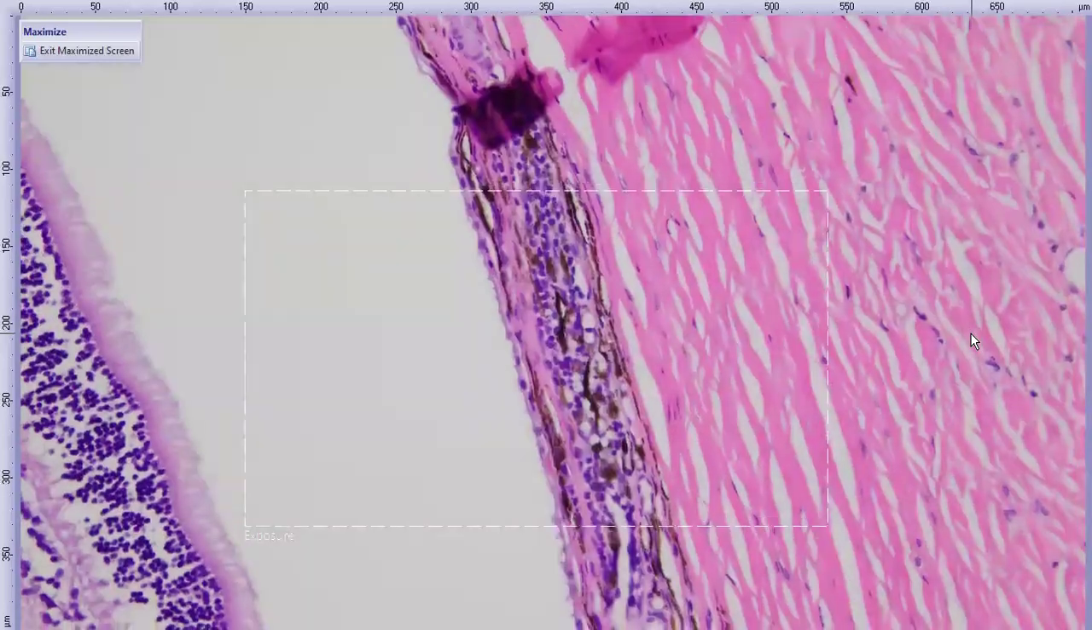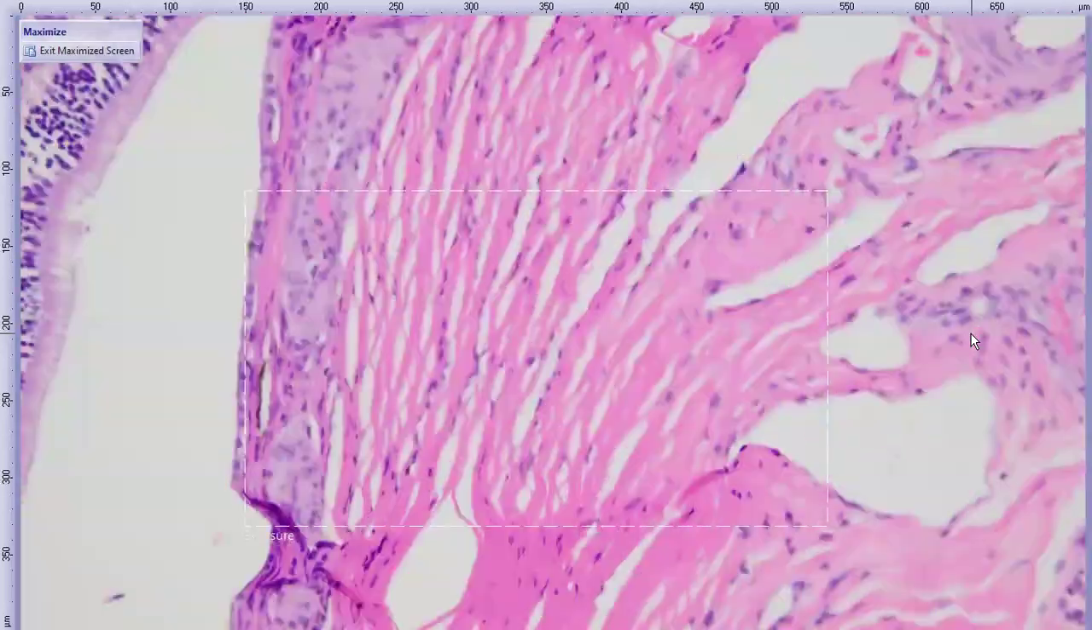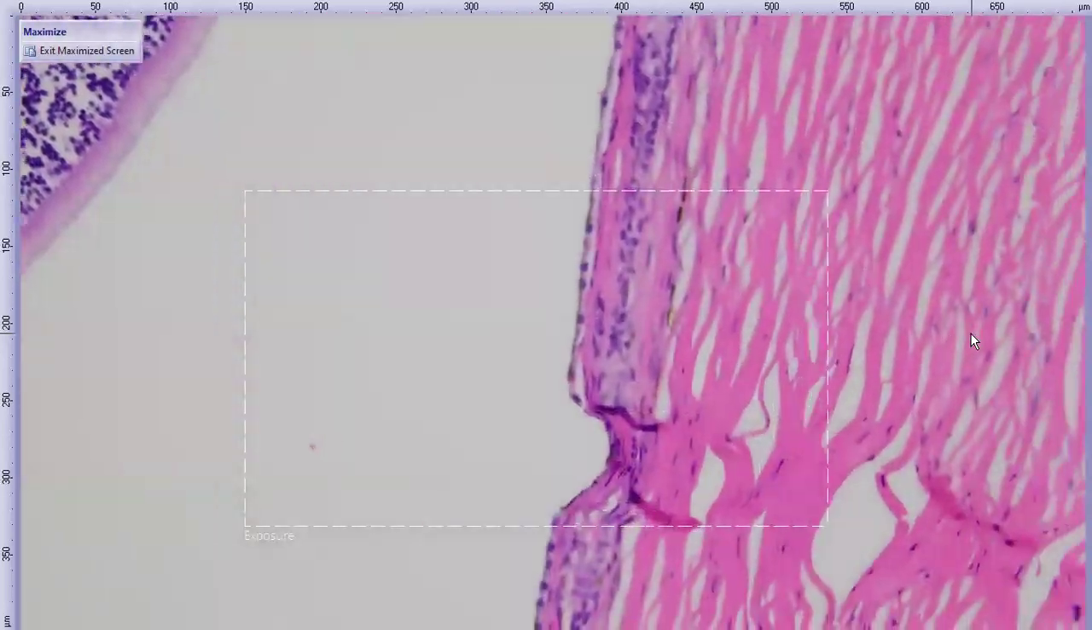Now, as we walk ourselves across the optic nerve, excuse me for the bouncing around.